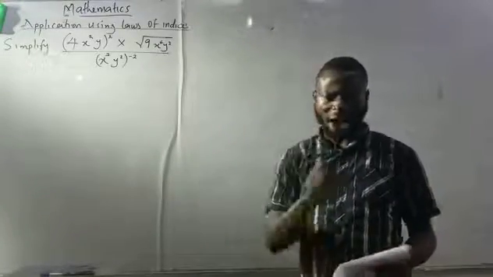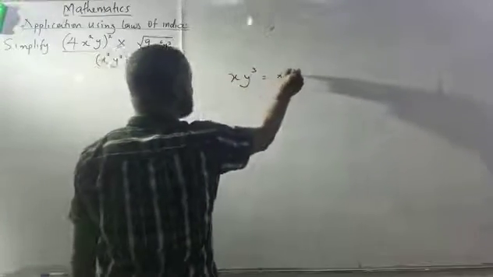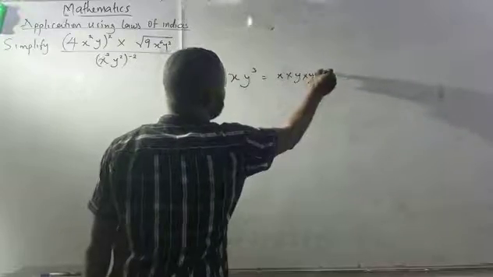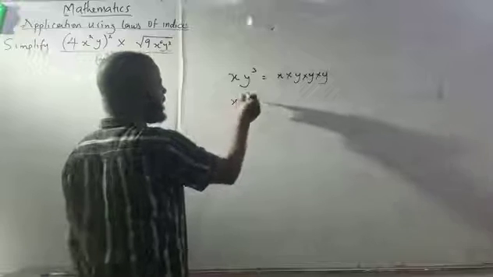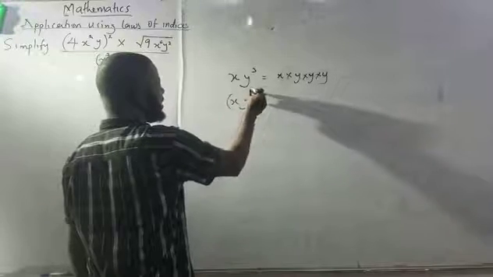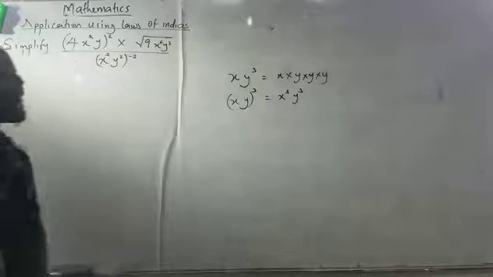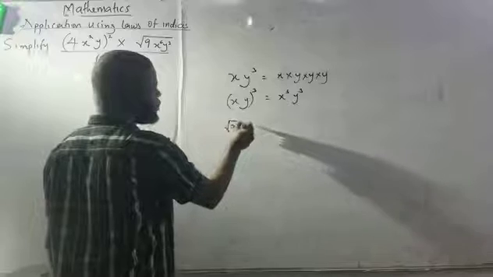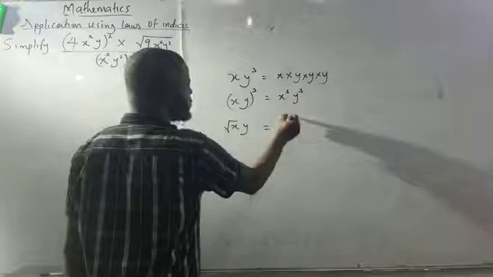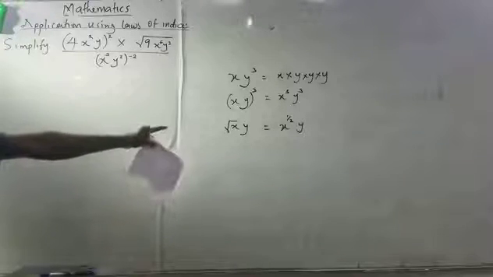Before I start solving them, mind you, if I have (xy)^3, it is the same as x multiplied by y, take note of this. But if I have (xy)^3, it is the same as x^3 y^3, take note of this. Many students normally make a mistake. When I have the root of xy, this is the same thing as x^(1/2) y. Take note of this. It's very, very important.